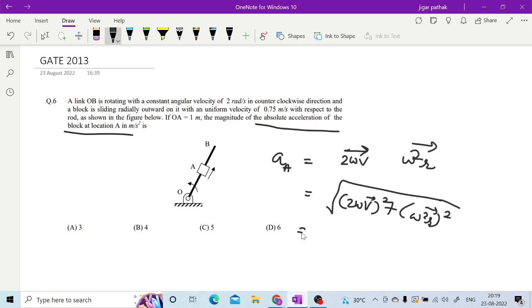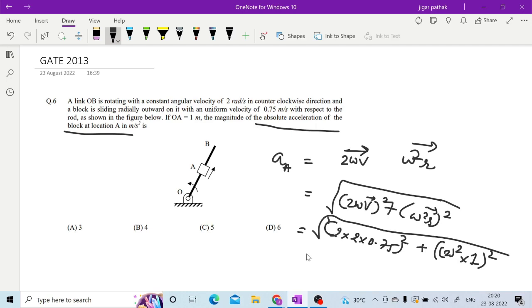So 2 omega v will give you 3, because 2 into omega, which is 2, into the uniform velocity 0.75 gives 3. And omega square r is going to give you 2 square into 1, which is 4. The whole square root of this will be your answer. So here it is the square root of 3 square plus 4 square, that is nothing but 5. So this is the correct answer.